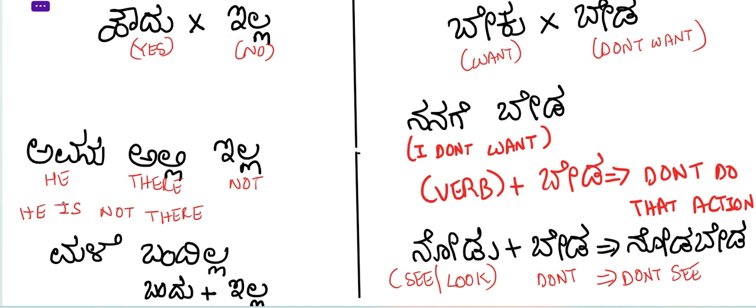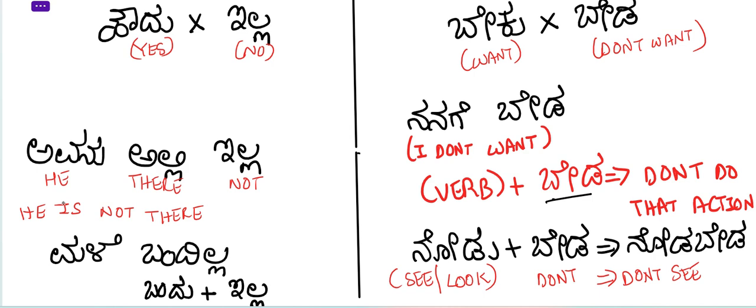Okay. And whenever beda is added to any verb, it means don't do that action. Like for example, nodu plus beda. When you add, it becomes noda beda, means don't see. If you do the same thing with other verbs, kelu plus beda, kela beda, don't hear, don't listen. Helu plus beda, hela beda, don't tell. Okay, so whenever you want to say don't something, then beda will be used. Illa is when you are trying to say no and not.